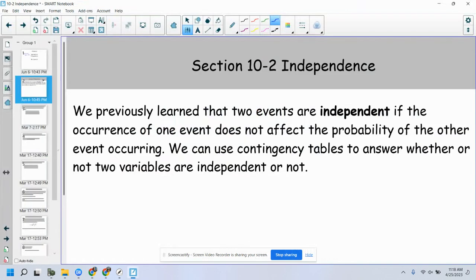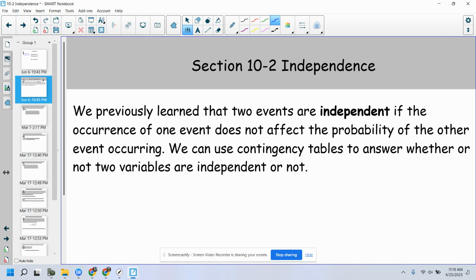All right, so let's get into it. Section 10.2, the last section. Independence. Remember, we learned a long time ago about independence, right? We previously learned that two events are independent if the occurrence of one event does not affect the probability of the other event. That's our generic definition for independence, right?